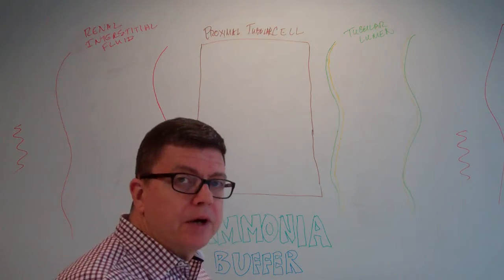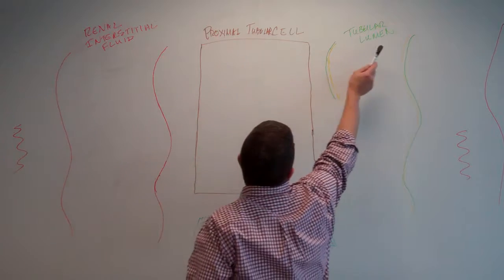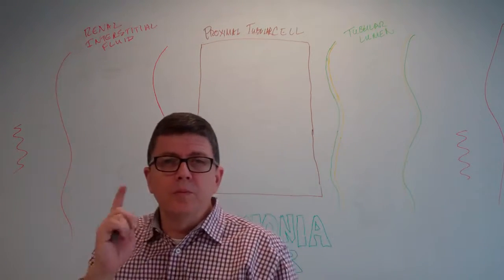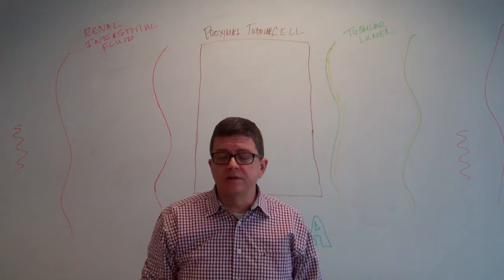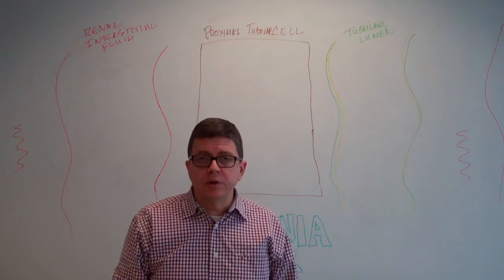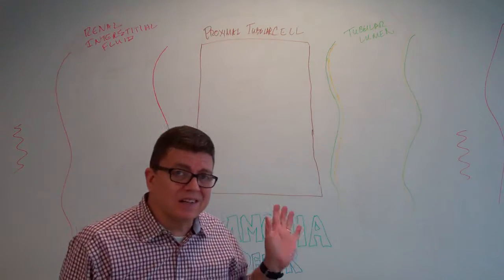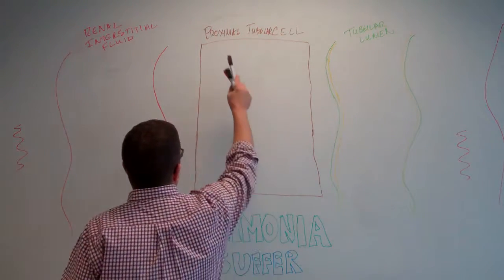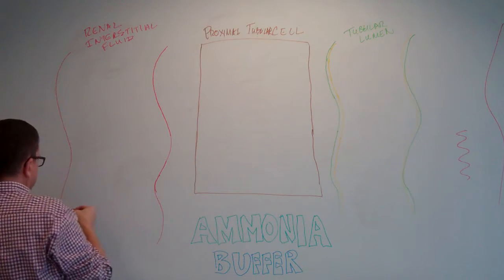So already present in this is the renal interstitial fluid, proximal tubular cell, and tubular lumen. One more thing about the ammonia buffer system: it occurs in two places in the kidney. The first part I'm going to talk about is the proximal tubular cell. The second part is what happens in the collecting duct. So here we're talking about the proximal tubular cell, and we're going to start over here at the renal interstitial fluid.